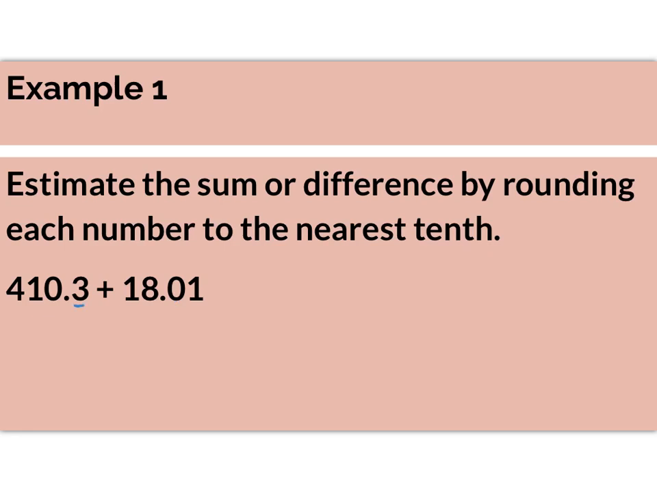So, rounding to the tenth gave us 410.3 plus 18.0. And we get 428 3/10. So rounding is not exact. It's not a precise number, but it gets us close. And what is rounding useful for? Rounding is very useful when you're in a grocery store or when you're out buying something and you need to quickly add and subtract numbers. You just round it to the nearest, pick a place value, the nearest 10, the nearest 1, the nearest tenth, and you'll get very close.